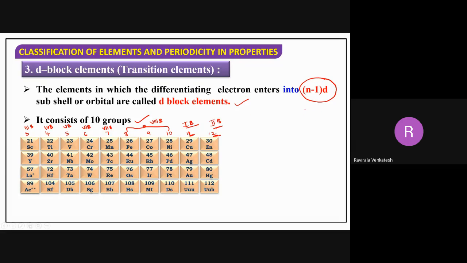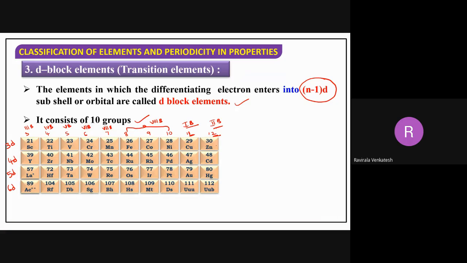Okay, now you got what elements are present in the D block. There are 10 groups, from third B to second B. Otherwise, from third group to 12th group, there are 10 groups, and each group contains 10 elements here. So generally this is called the 3D series. Remember, it is 3D series because the differentiating electron enters the 3D orbital. Now this is called 4D series. This is called 5D series. This is called 6D series.